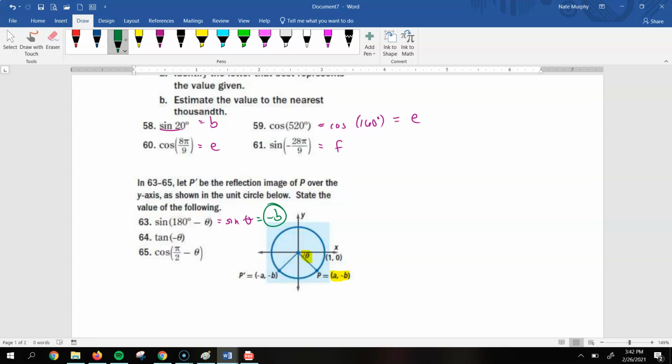Now the tangent of the opposite of theta. Well, that's the opposites theorem, which says that the tangent of the opposite of theta is equal to the opposite of the tangent of theta. Well, what's the tangent of theta? The tangent would be the sine of theta over the cosine of theta. The sine of theta we know is negative B, and the cosine of theta is A. So the tangent of theta would be negative B over A. But remember, it's got to be the opposite of the tangent of theta. So since the tangent of theta is negative B over A, the opposite of that would be a positive B over A.